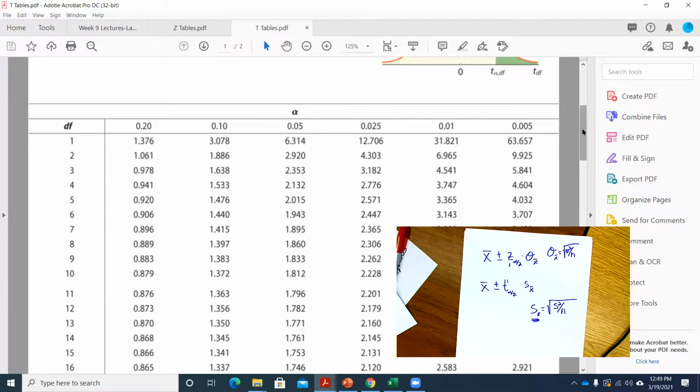I think I'll leave it there. I just wanted to introduce you to the student t distribution. We'll talk a little bit more in depth about it on Monday, and then start working through some examples by hand and also in Excel, and then we should have everything you need to complete that Excel assignment after class on Monday.